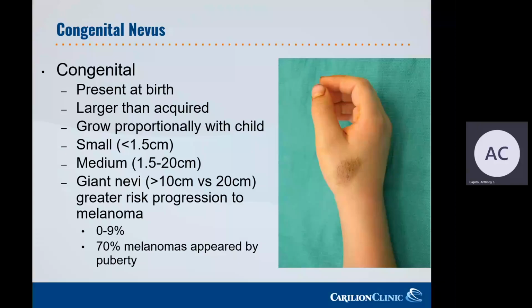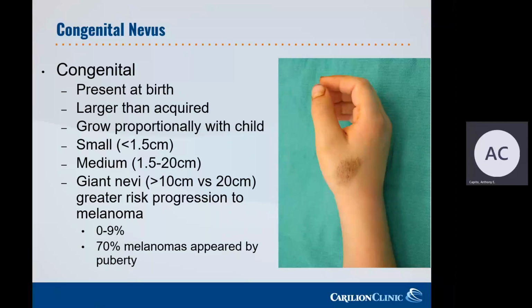So congenital nevus, this is real big in plastic surgery literature. These are ones that are present at birth. They can have hair on them. They are typically larger than acquired nevus, so they're greater than 6 millimeters. They grow proportionally with a child. And there's different classification. There's small, there's medium, and there's giant. There's different criteria and different staging for giant nevi. Some people say 10 centimeters, some people say 20.